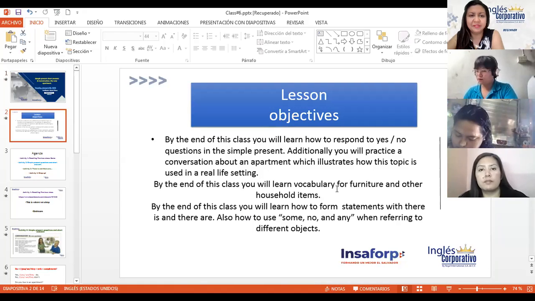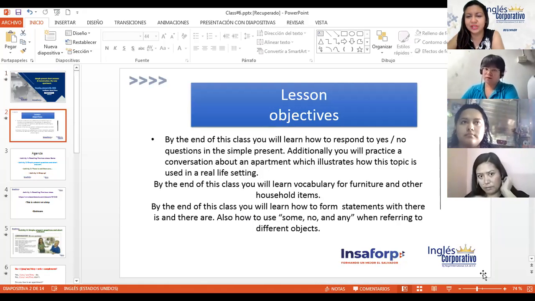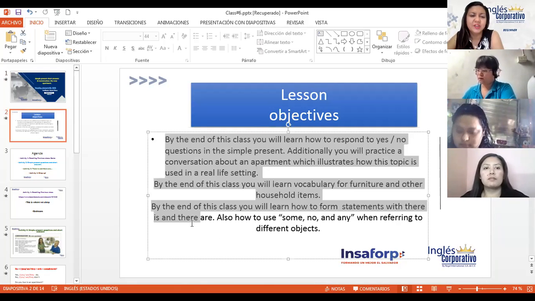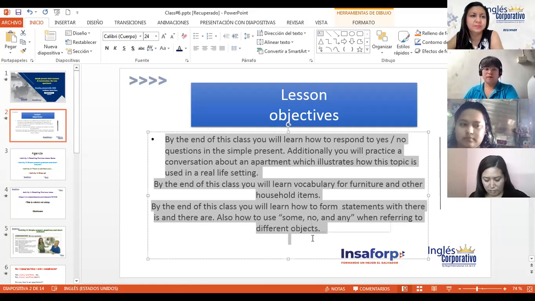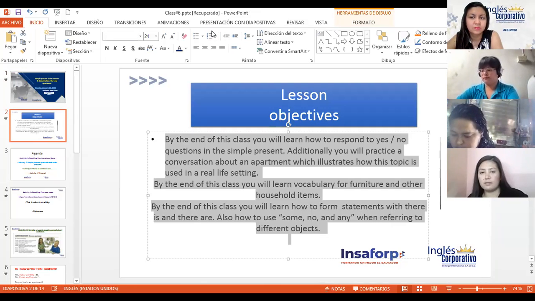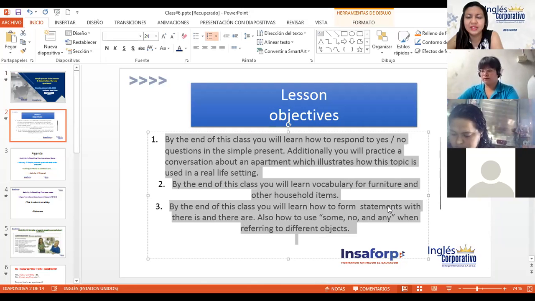We have 3 lesson objectives. I would like a volunteer to read. Well, we need 3 volunteers because we have 3 objectives. So who wants to read the first one? Do we have any volunteer to read the first? Me. Okay, please read the first.